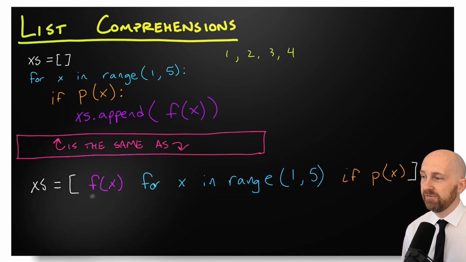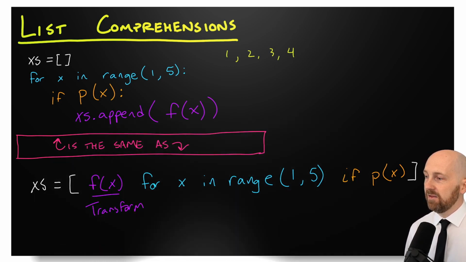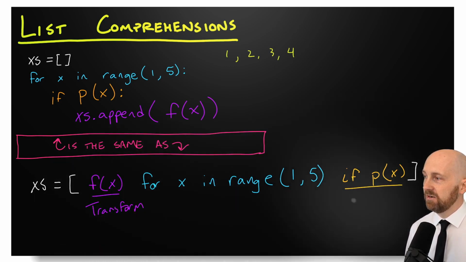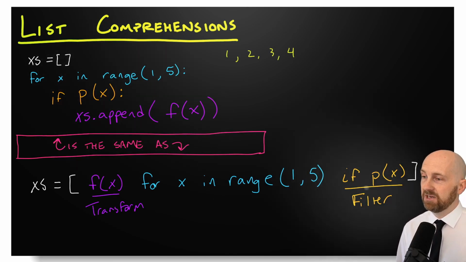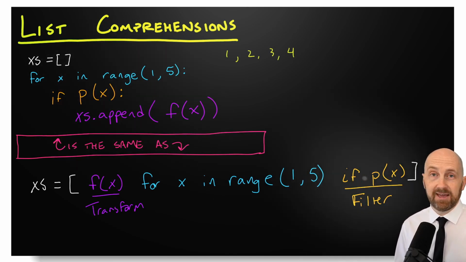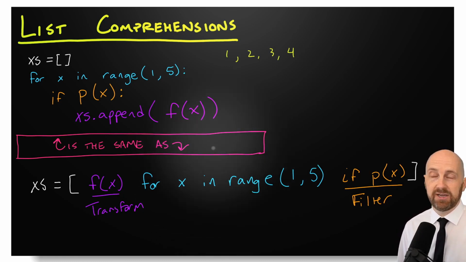So I'm going to call this part of my comprehension the transform. And this part of my list comprehension, the filter. And you'll notice that before we added this conditional to both the code above and our list comprehension, we didn't have to have that there. The filter part is optional in a list comprehension. It's only if you want to apply some filtering to whatever it is that you're iterating through.